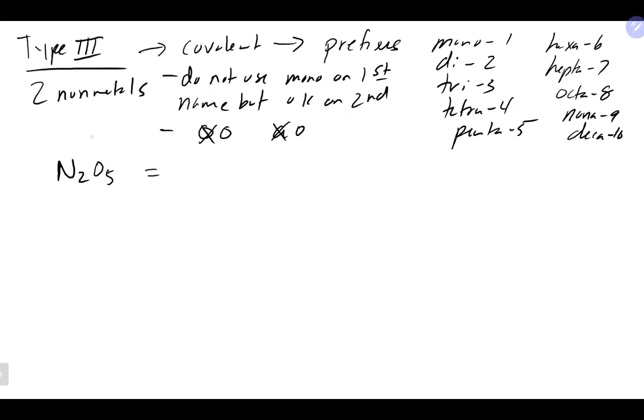N2O5, that is going to be non-metal, non-metal. We use the appropriate prefix. So that is 2, so we'll go with dinitrogen. Prefix here is 5, which would be penta. We will drop the A because the next word is oxide.